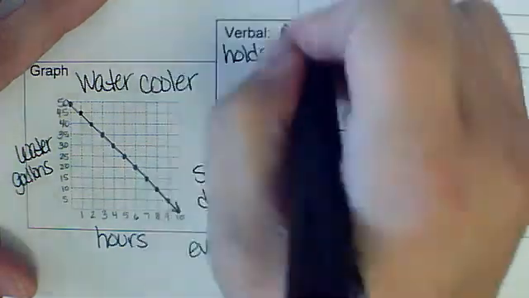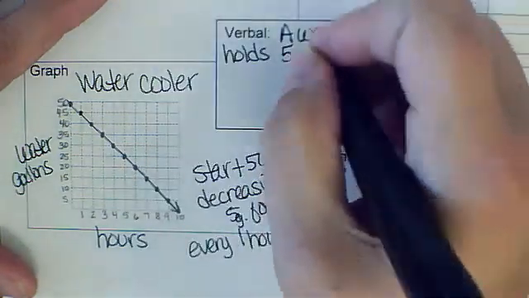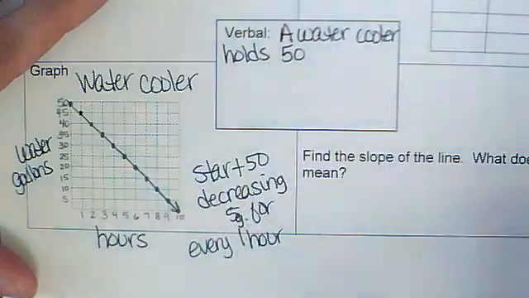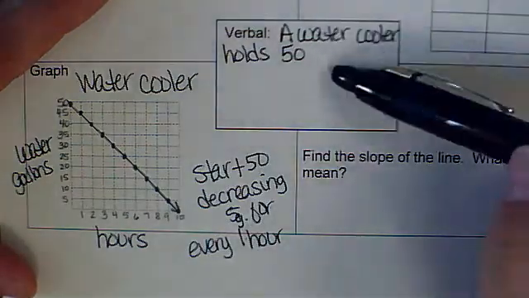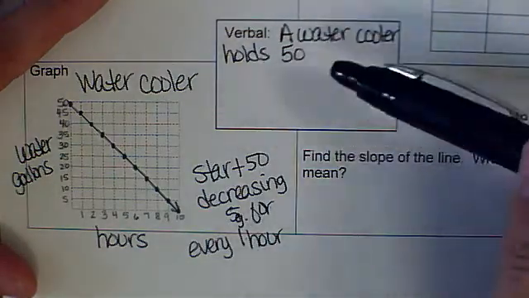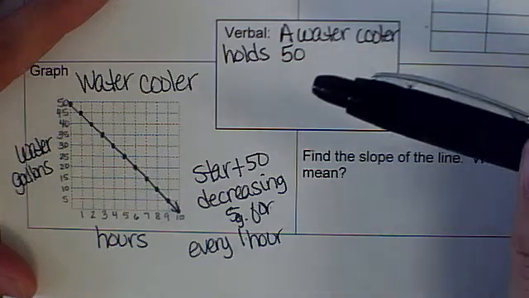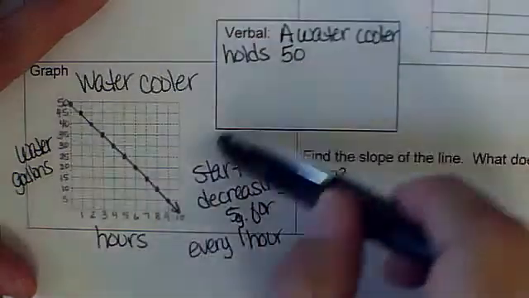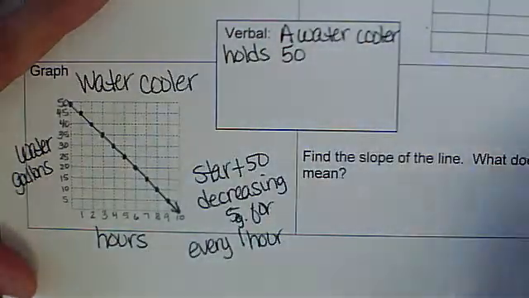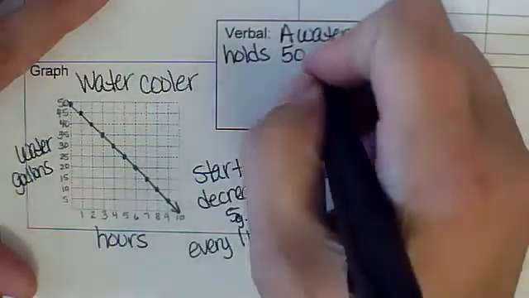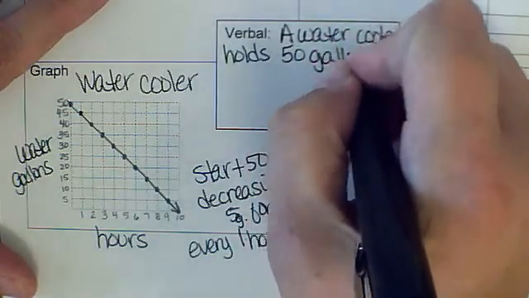Now, when you're writing these word problems, this verbal section, everybody should be different. It'll be very obvious if you copy off somebody else's word problem, because everybody should be completely different because you're being creative with your own word problem. So in your notes, we're all writing about the water cooler, but when you're doing your own, everybody should be writing about something different. So the water cooler holds 50 gallons of water.